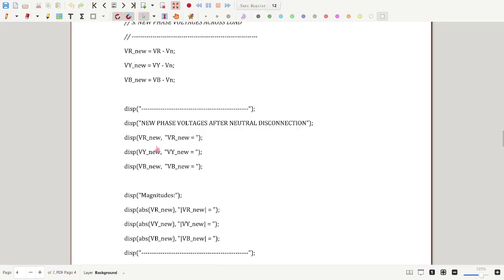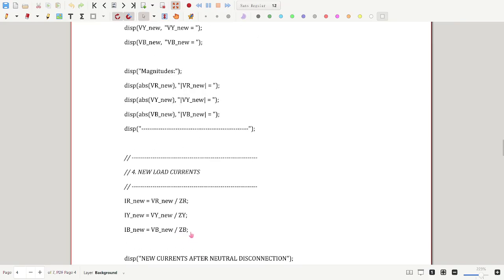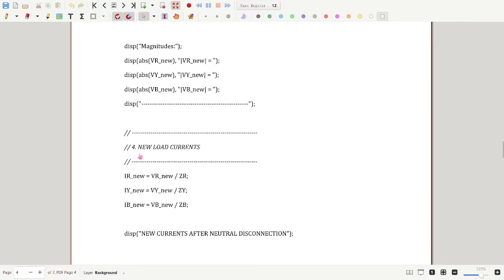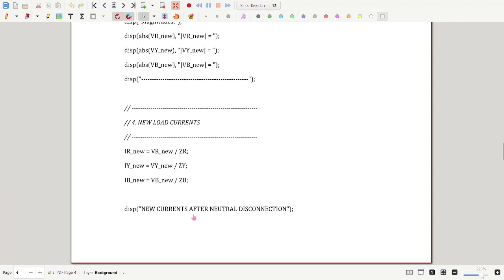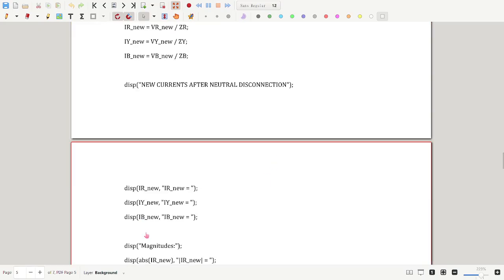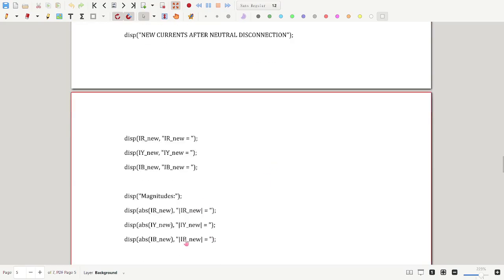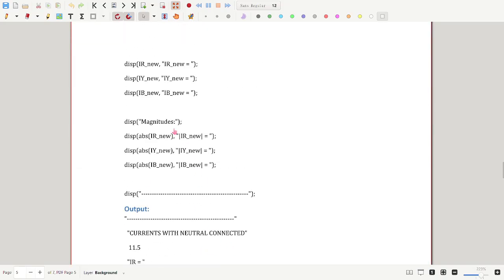First you are going to get the rectangular number, and I also want to display the magnitude, which is going to be displayed here. After that, the new load currents: how do you get them? That is VR new divided by ZR, VY new divided by ZY, VB new divided by ZB. The new currents after neutral disconnection I want to display here, and I am going to display the magnitude also.